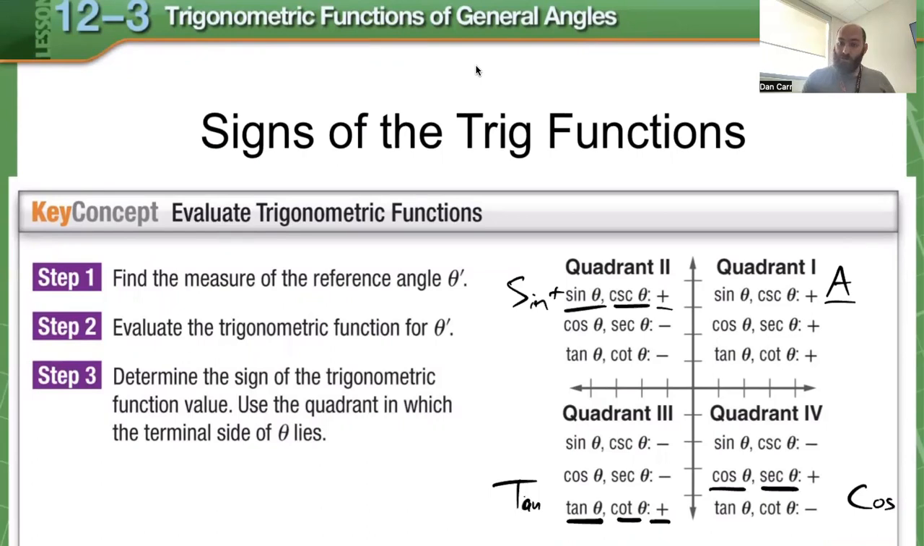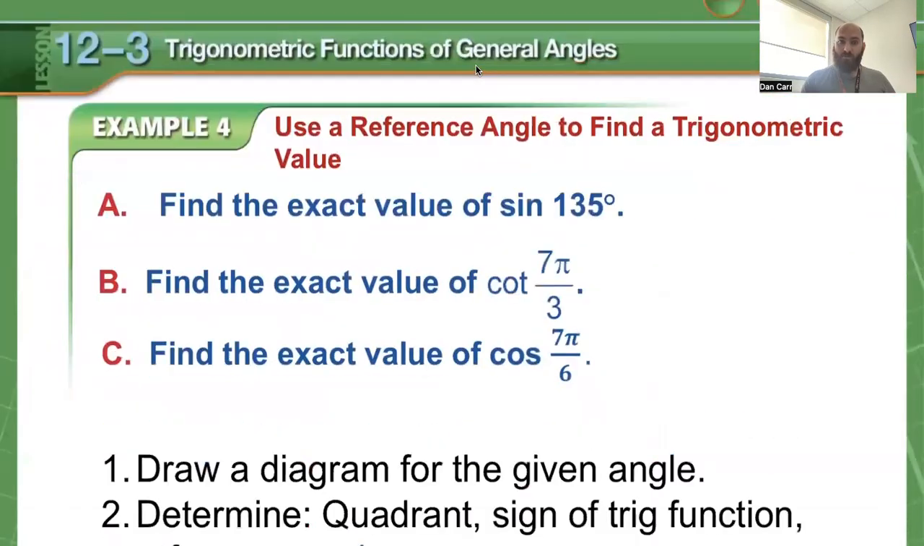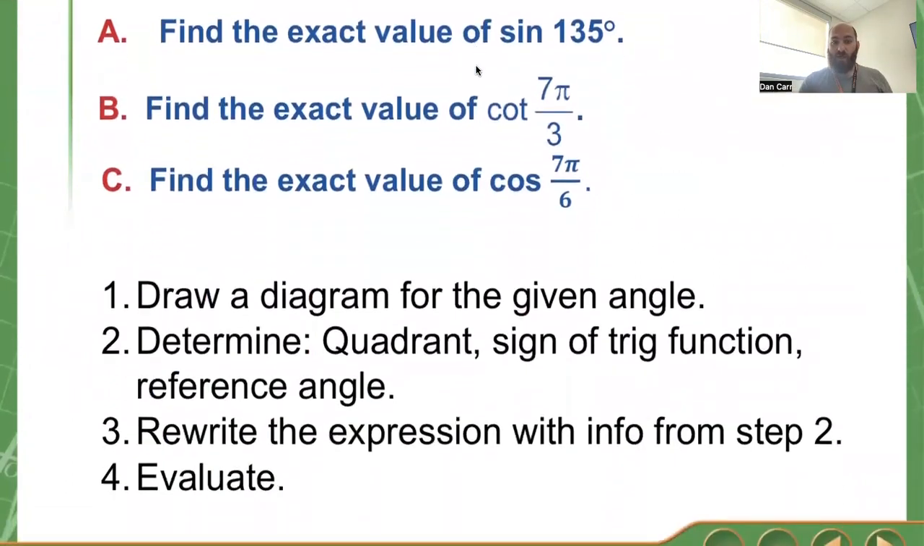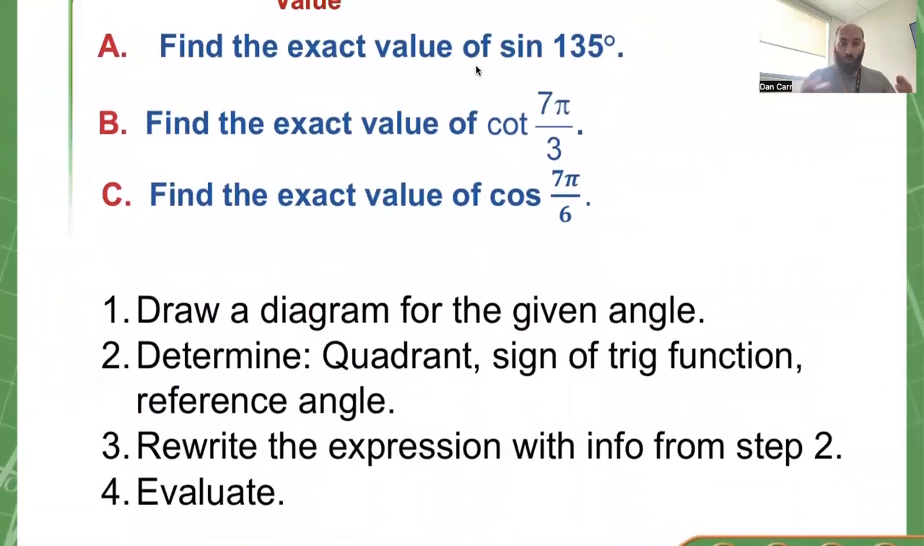So what this means is when we go through an example like this, we want to find the exact value of these different trig ratios. We're going to go through these 4 steps every time. Draw the diagram for the given angle, determine which quadrant it is, so that helps us with the sign of the trig function, and also get the reference angle. This is what we practiced in the previous lesson. Then we write the expression with the info from step 2, and then we evaluate.